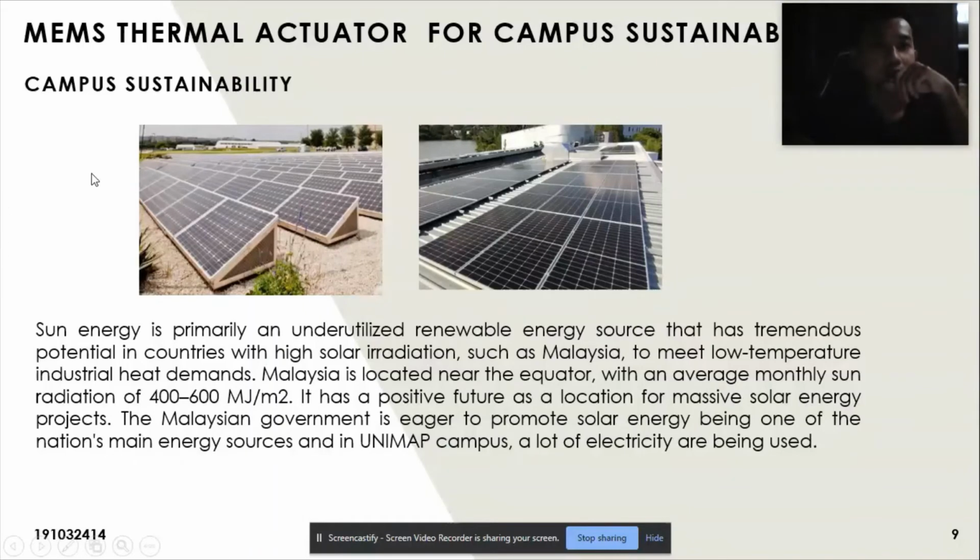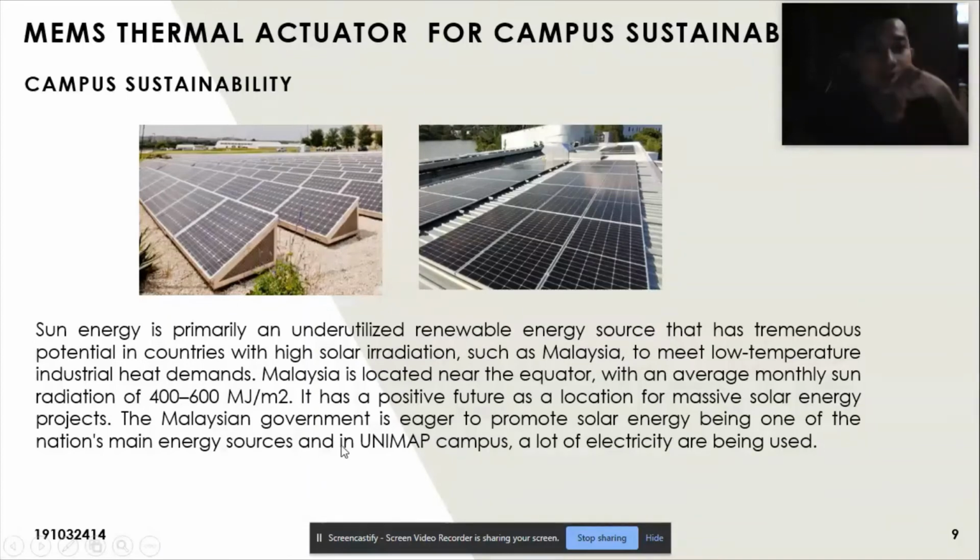Okay, let's continue. So for the MEMS thermal actuator for campus sustainability, first, solar energy is primarily an underutilized renewable energy source that has tremendous potential in countries with high solar irradiation, such as Malaysia, to meet low temperature industrial heat demands. Malaysia is located near the equator with an average monthly sun radiation of 400 to 600. It has a positive future as a location for massive solar energy projects.